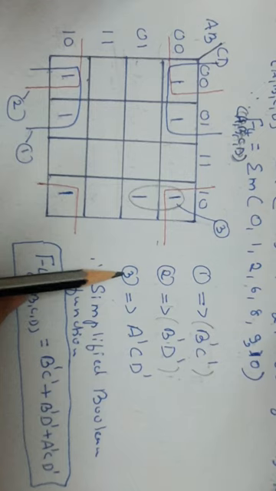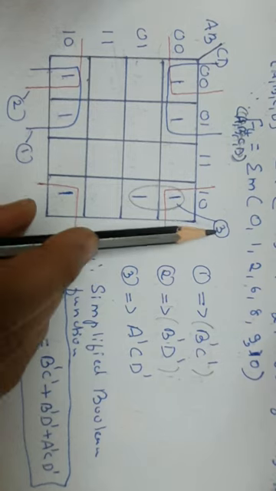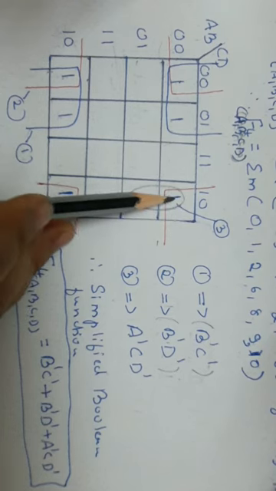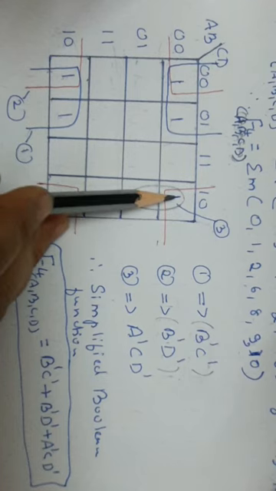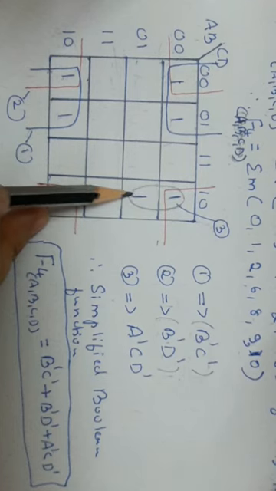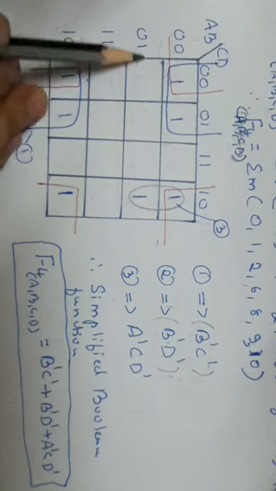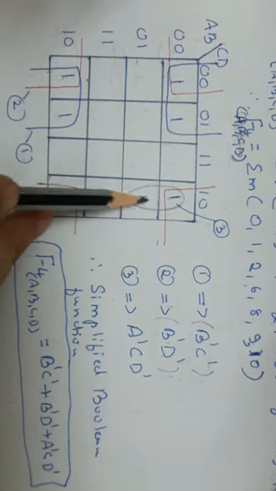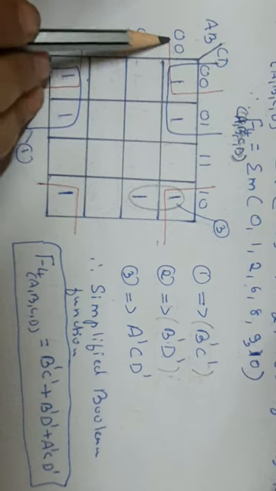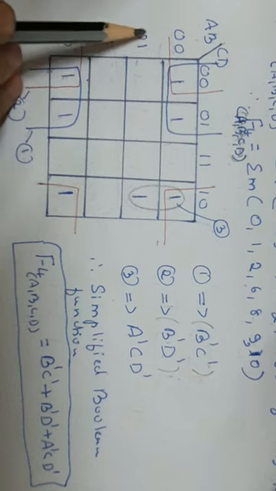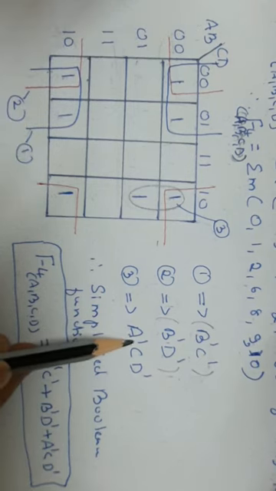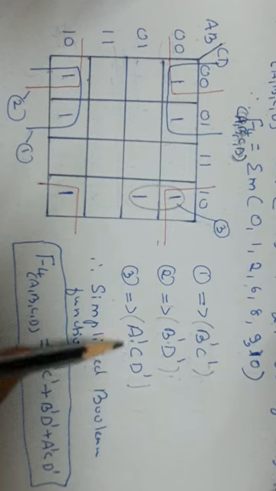Next, in group 3, which is group 3? This pair is group 3. How many ones are there? Two ones. These are the members of group 3. In how many rows are they covered? These two, so this row and this row, because this comes in this row, this comes in this row. So, to cover both, two rows are required. 0, 0, 0, 1. This 0 is common with respect to A. We write A dash. And this is for the third group.